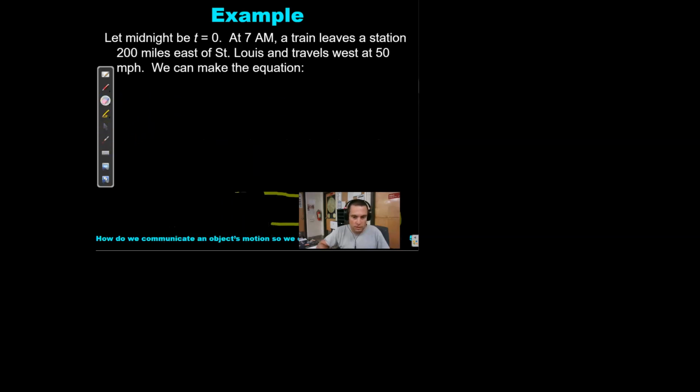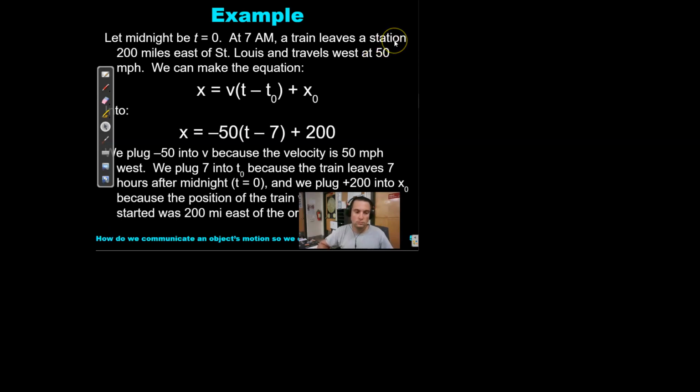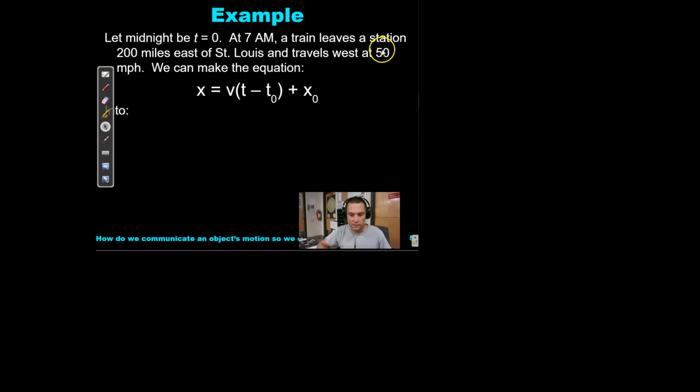Example. Alright, go ahead and read over that. Let midnight be t equals 0. At 7 a.m., a train leaves the station at 200 miles east of St. Louis and travels west at 50 miles per hour. I gave the answer, sorry.